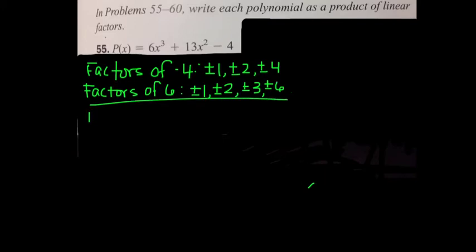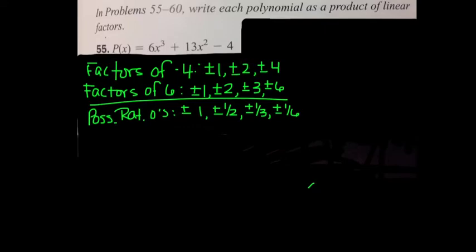My possible rational zeros would be all numbers that are combinations of the factors of negative 4 in the numerator and the factors of 6 in the denominator. So that would give me plus or minus 1 over 1, which is 1, plus or minus 1 over 2, which is 1/2, plus or minus 1/3, and plus or minus 1/6. Those are all the possible numbers that have 1 in the numerator.